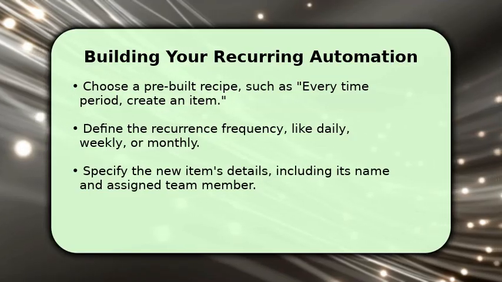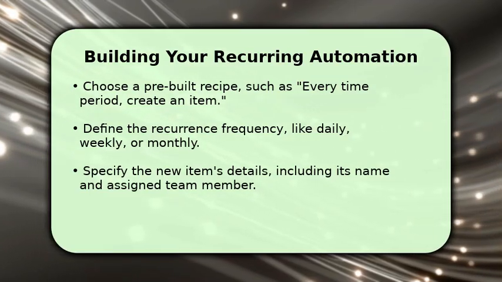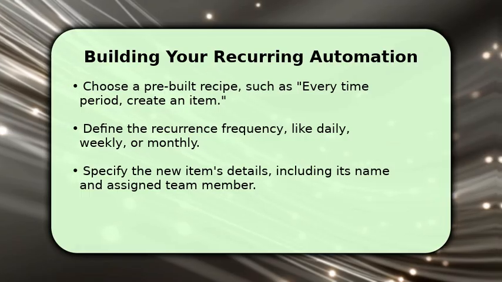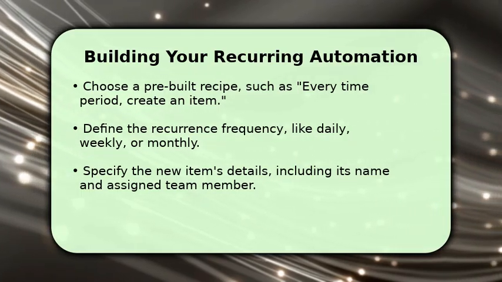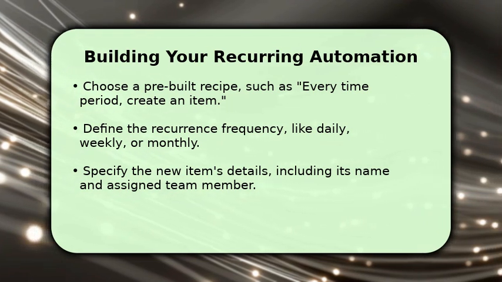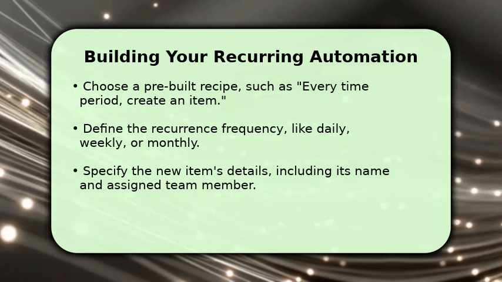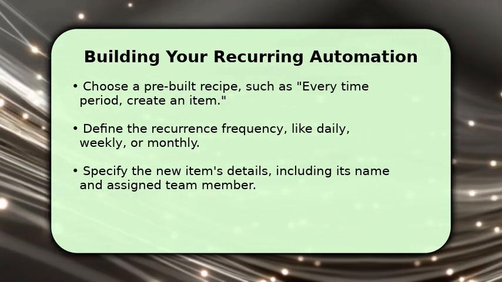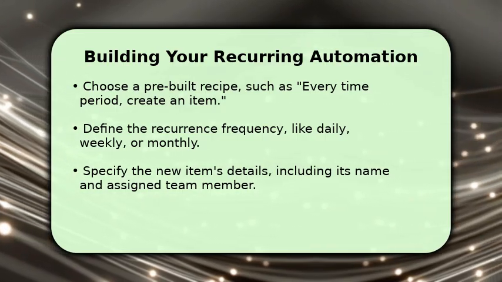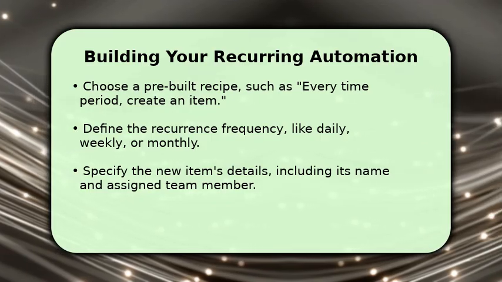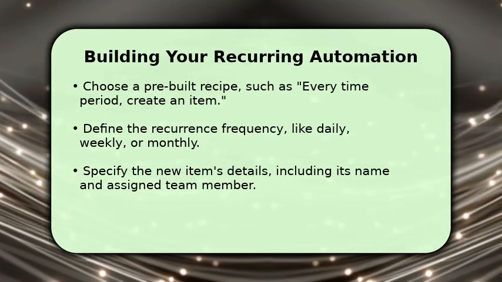Now let's create a recurring task. Select a pre-built recipe, for example, one that says, every time period, create an item. You'll then define how often this task should repeat, choosing options like every day, once a week, or once a month. Next, specify the details for the new item, such as its name, the group it belongs to, and who it should be assigned to. This sets up the core of your automated recurrence.